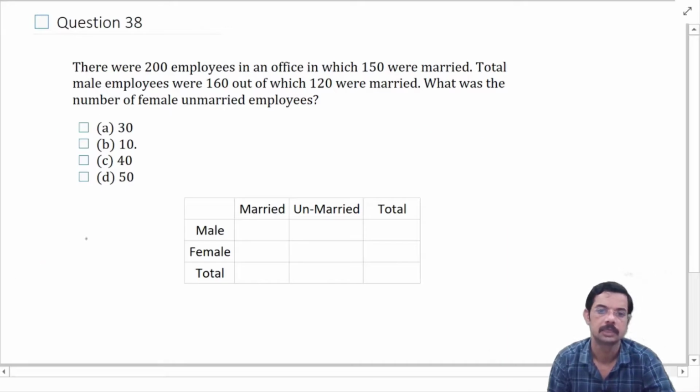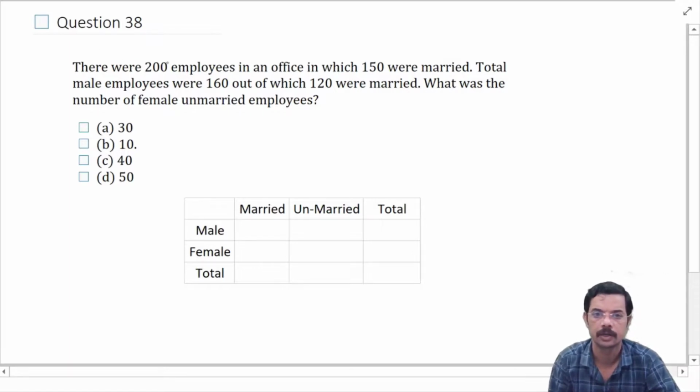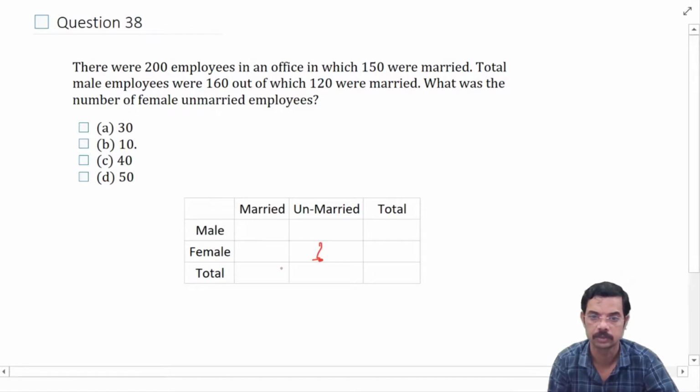Now, question number 38. There were 200 employees in an office, of which 150 were married. This kind of question we have already done, like watching on TV, not watching on TV, World Cup matches. Let us take this table. Total male employees were given to be 160, of which 120 were married. What was the number of female unmarried employees? We need to find out this value.